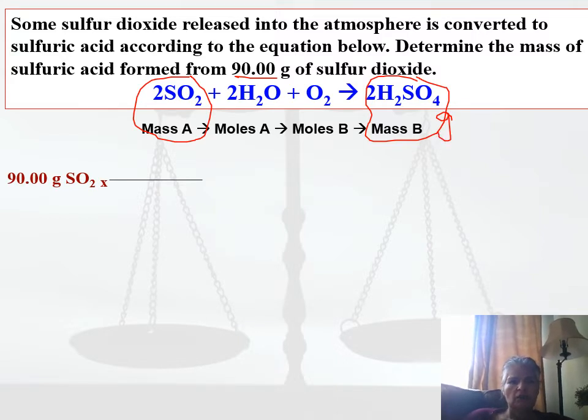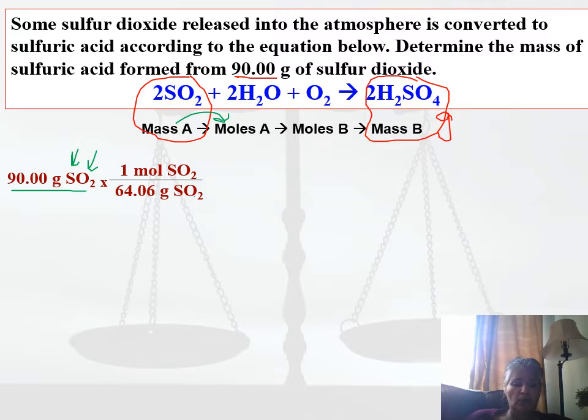So we start with our known. Here we have 90 grams of sulfur dioxide, given to us in the problem. And in order to go from mass of A to moles of A, you know you need molar mass. So you should have used your periodic table, added up 1 sulfur and 2 oxygens, and then you set your molar mass with grams on the bottom and moles on the top. So your first conversion factor should look like this. 64.06 grams of sulfur dioxide is equal to 1 mole of sulfur dioxide.